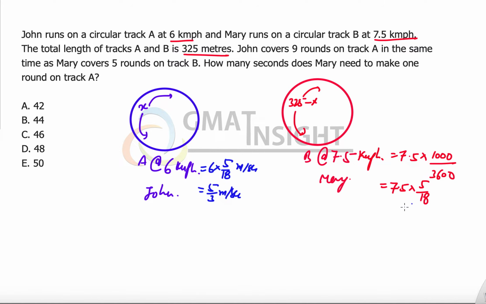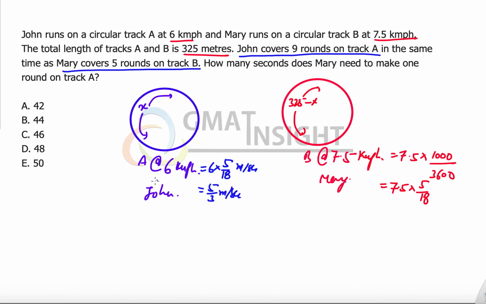And in the other case, it's different. So let's start looking at how many seconds does Mary need to make one round of track A. So Mary has to do one round of track A, while the question also gives us that John covers 9 rounds of track A in the same time as Mary covers 5 rounds of track B.